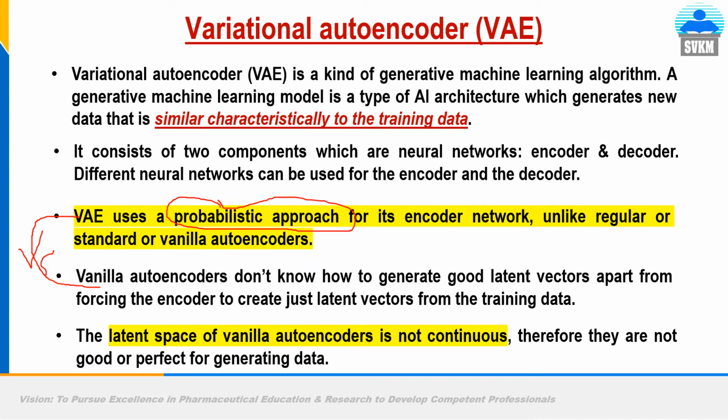So VAE makes a specific type of output after sampling from the probabilistic approach. On the other hand, a standard or vanilla autoencoder doesn't know how to generate good latent vectors apart from forcing the encoder to create just a latent vector from the training data. The latent space of a vanilla autoencoder is not continuous, therefore it is not perfect for generating data. Not continuous means you don't have similar data points in close proximity. In that case, you cannot go for proper sampling.